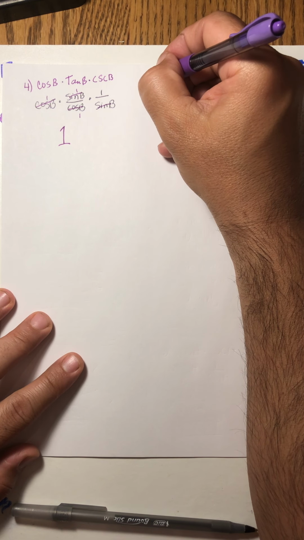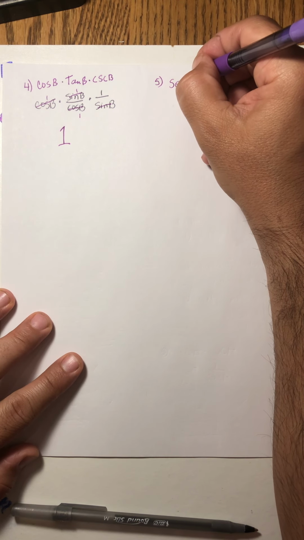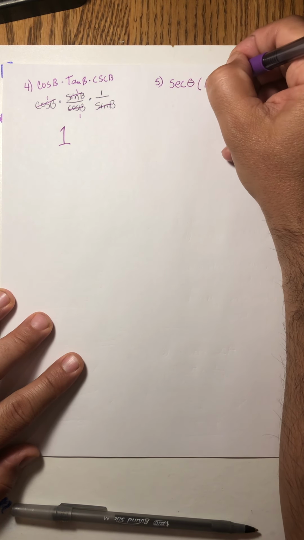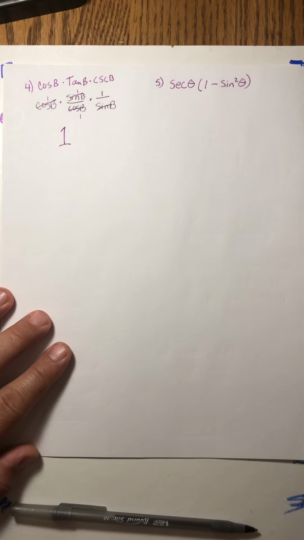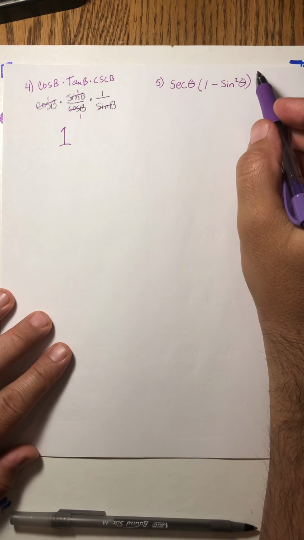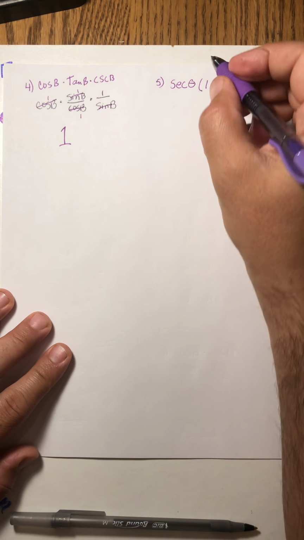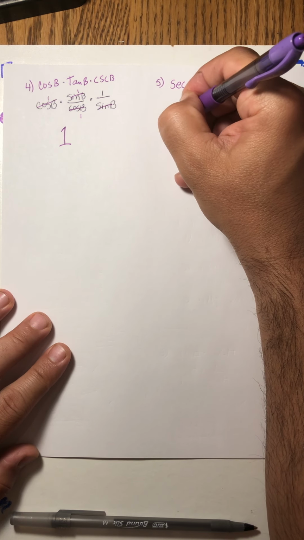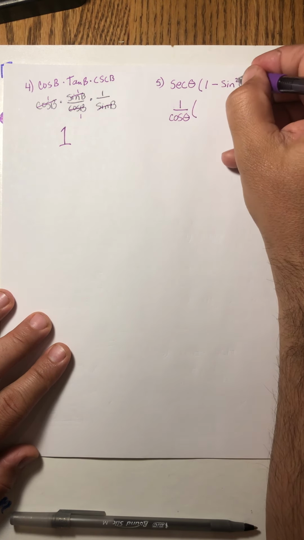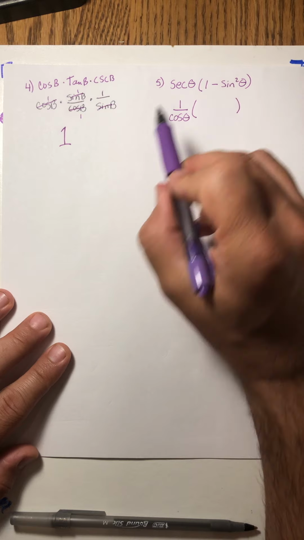Number 5. Secant of theta times 1 minus sine squared of theta. All right, this one's... I mean, I can multiply, distribute. There's nothing wrong with distributing. But I also noticed something here. I'm going to change this to sines and cosines. Oh, and so secant is 1 over the cosine of theta times this mess. But you need to recognize this. I mean, the order in which we do our rules should not matter.